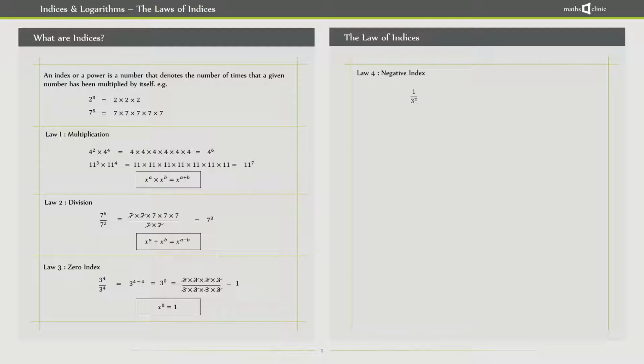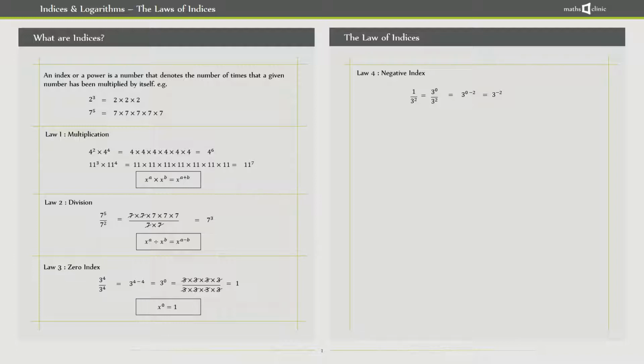Okay, and basically from our zero index law, we know that 1 can be written as 3 to the power of 0. So we have 3 to the power of 0 divided by 3 to the power of 2. And then if you apply our division law, you basically have 3 to the power of 0 minus 2. Okay, and 0 minus 2 is what? 3 to the power of minus 2. So 1 over 3 to the power of 2 equals 3 to the power of minus 2. What's the law here?